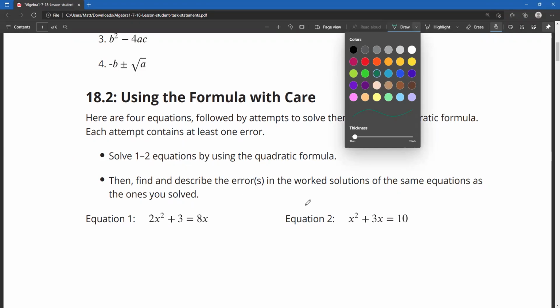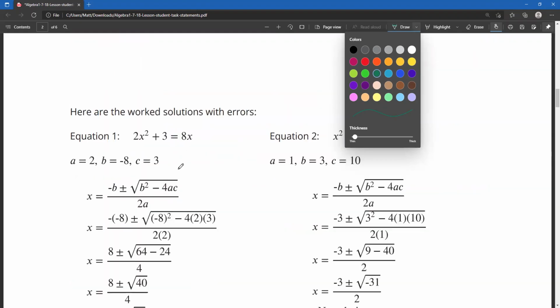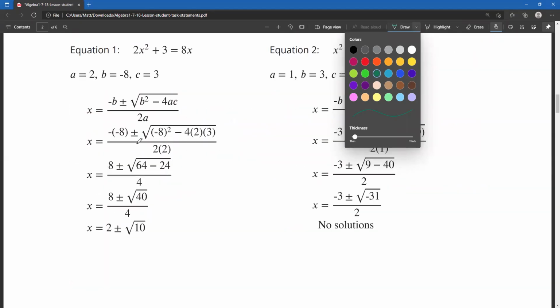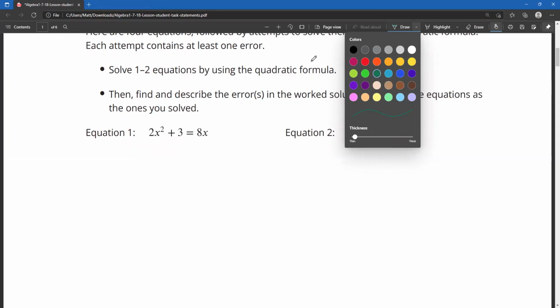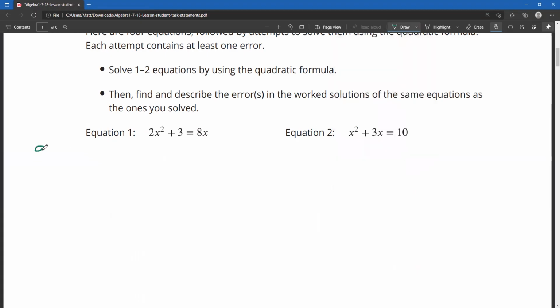So you're solving each quadratic equation using the quadratic formula, and then there's a sample solution that has an error somewhere attached to each equation. I'll do the first one for you just to get an idea of how this works. When we solve using the quadratic formula, we need to identify A, B, and C. And then we have to substitute those into the formula and simplify.